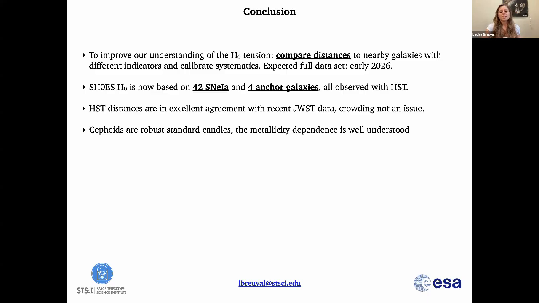For the SHOES distance ladder, currently the best constraint on H0 is from the HST distance ladder: 42 supernovae hosts, 42 supernovae, and 4 anchor galaxies, all observed consistently with HST. From JWST, we learned that distances are in excellent agreement with past HST data. And for sure, now crowding is not an issue anymore. And overall, Cepheids are extremely good standard candles. The metallicity dependence is well understood and well calibrated.